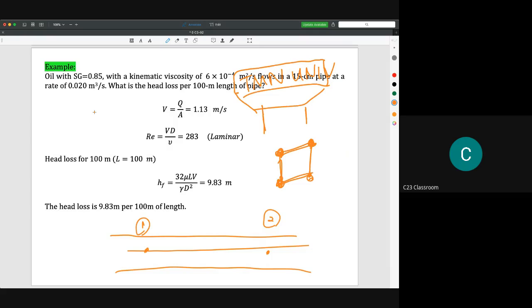Okay, so these are the basic notes for the Poiseuille flow, and now I would like to share the tutorial with you. We still have another 15 minutes, I think.